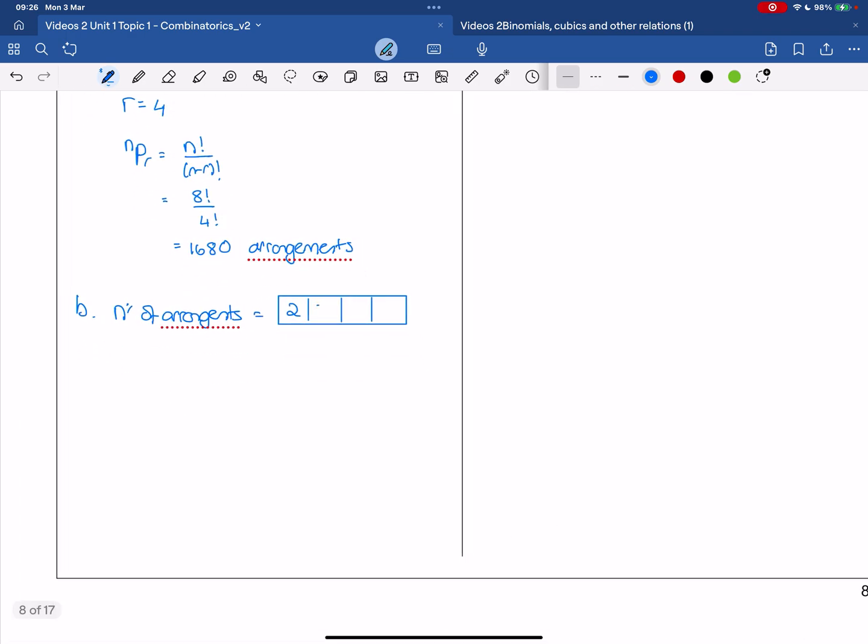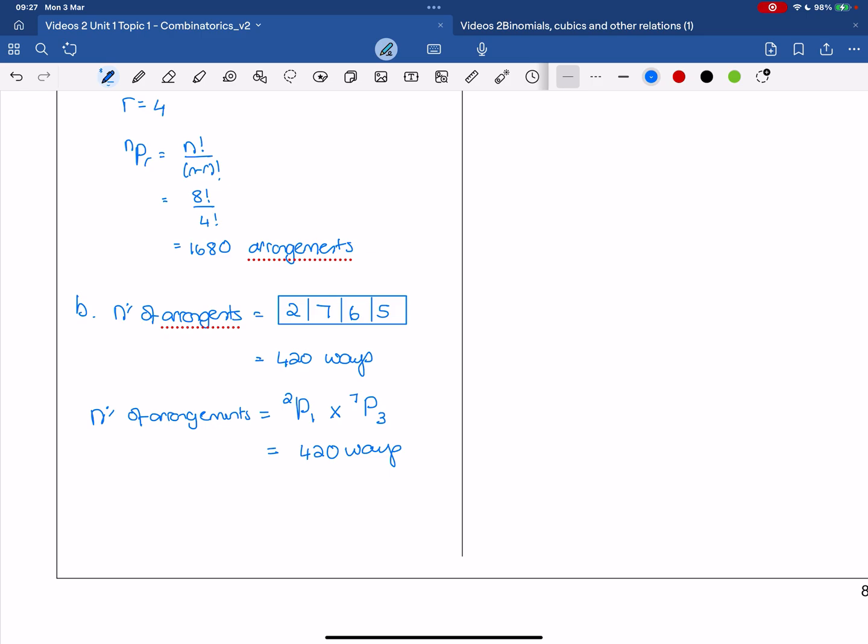So that means there's 7, 6, 5, and that's going to be 420. We could also write it as number of arrangements is going to be 2 select 1 multiplied by 7 selecting 3, and that's going to be 420 ways.